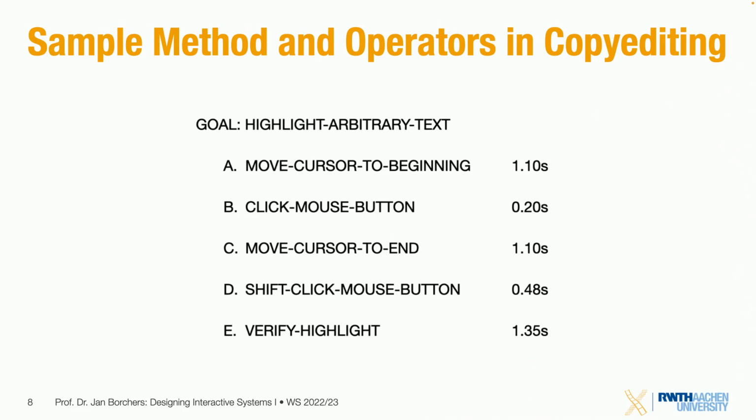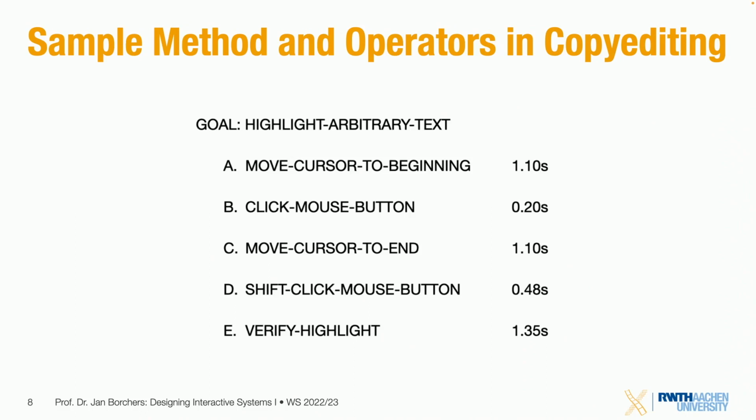And we can see that there are times associated with each of these, and these times are repetitive. Moving the cursor to the beginning is a pointing operation, and this pointing operation seems to take 1.1 seconds. Moving it to the end takes exactly the same time, because on average, the operation to move the pointer to a point on screen takes 1.1 seconds. Now that's a big average. This is much more generic than Fitts' law. With Fitts' law, you know exactly what the distance is and how big the target is. Here we don't know any of that.